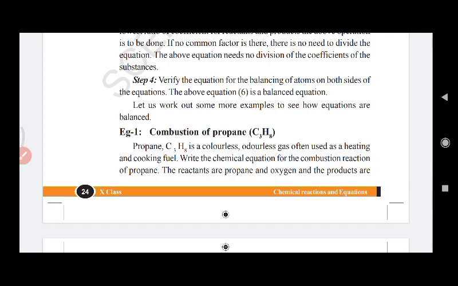In our previous class, we have seen how to balance the chemical equation. So still some more we have to look at balancing the chemical equations. So the one is combustion of propane.